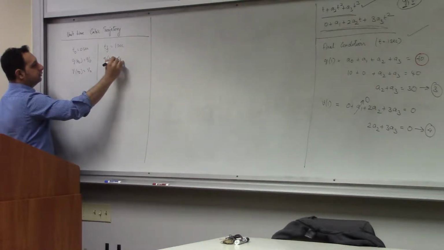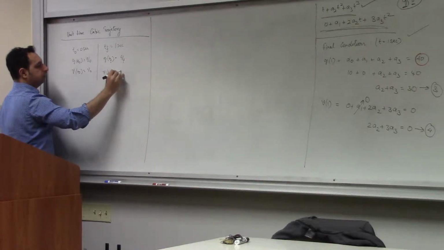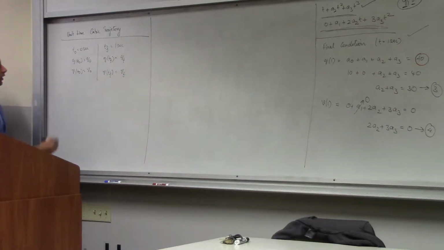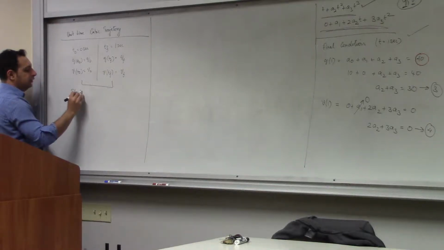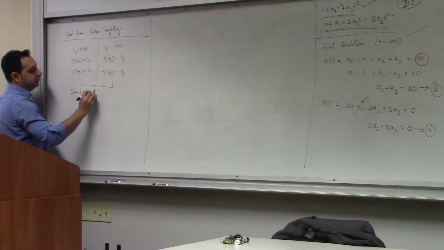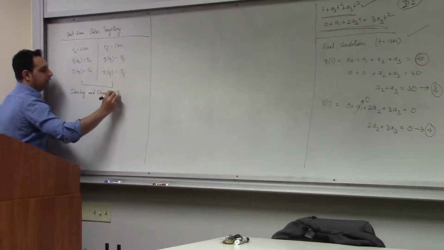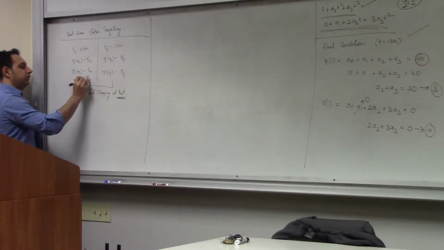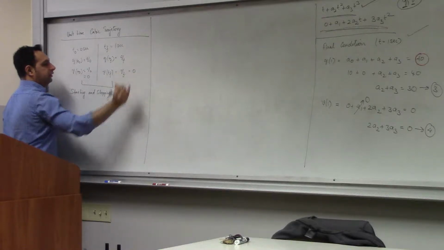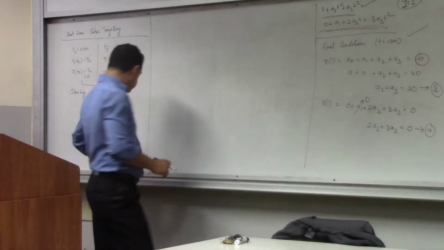Here we'll say qf, and we'll say this is vf. All right. Now what I'll do is I'll add one more condition here. I'll say starting and stopping at rest. When you see at rest, that means v0 is 0 and vf is 0. Okay. You start from rest and you stop at rest.